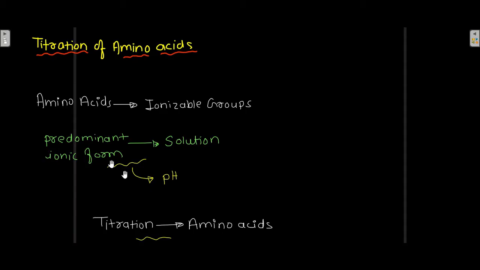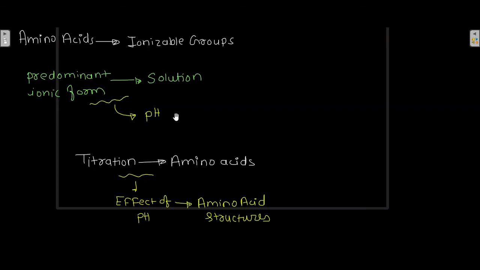Welcome. In this video we are going to discuss titration of amino acids. Now amino acids have ionizable groups, and that is the reason why the predominant ionic form of these amino acids in a particular solution depends upon the pH of the solution. The pH of the solution will determine in which ionic form the amino acid is going to be, and that is because of the presence of these ionizable groups in the amino acids.